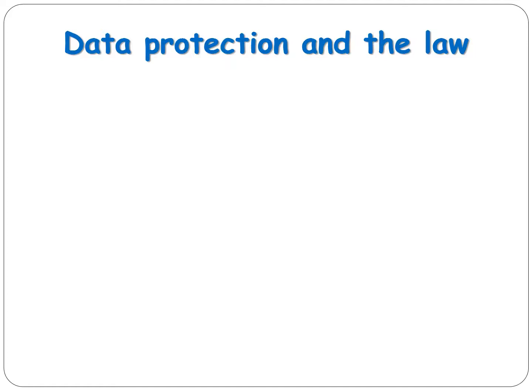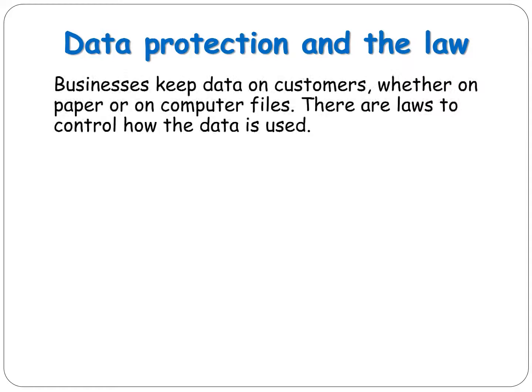So there is an area of the law called the Data Protection Act, and that's what we're going to have a look at now. So, data protection and the law. Businesses keep data on customers, particularly these days when they buy and sell things, and there's lots of customer details that are stored by businesses these days, whether on paper or on computer files, and there are laws to control how the data is actually used.